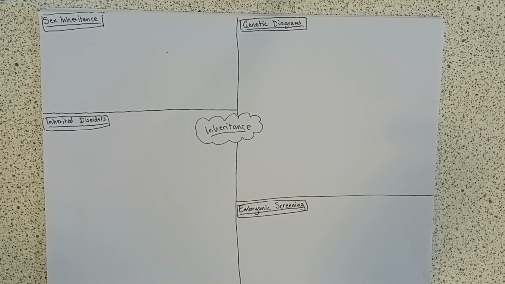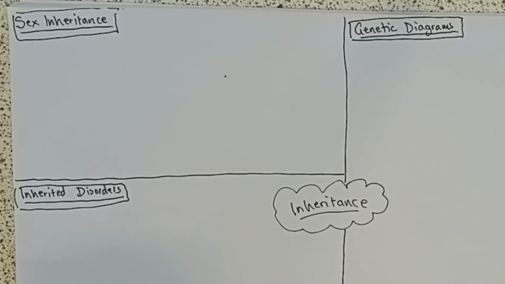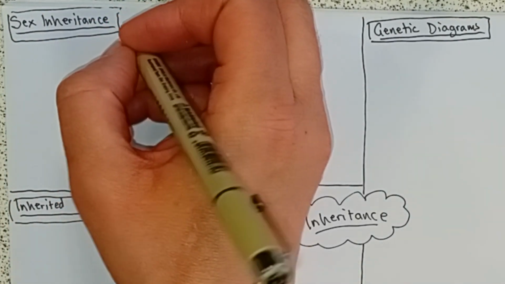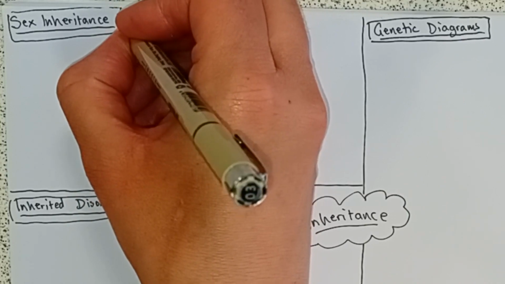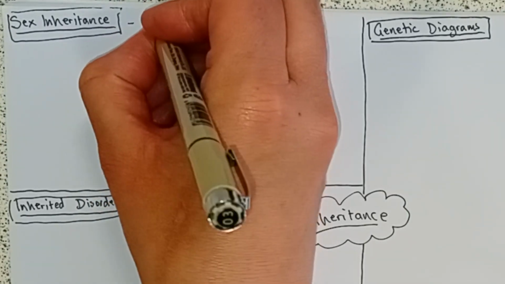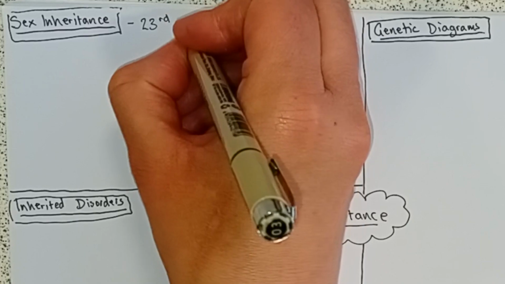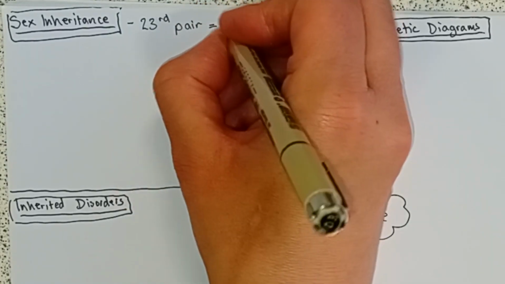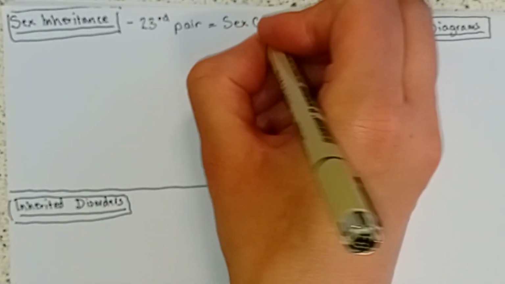All right then, so let's start with sex inheritance. When we're thinking about sex inheritance, in other words, whether an organism is male or female, we're thinking in humans about the 23rd pair of chromosomes. And they are called the sex chromosomes.